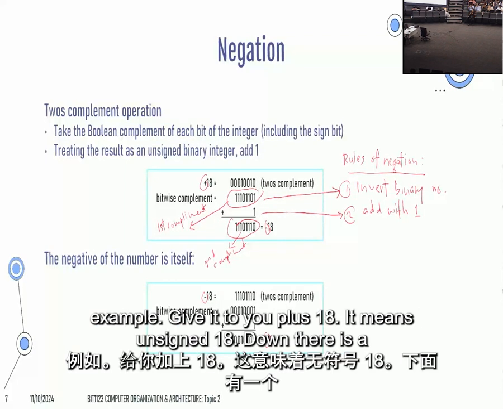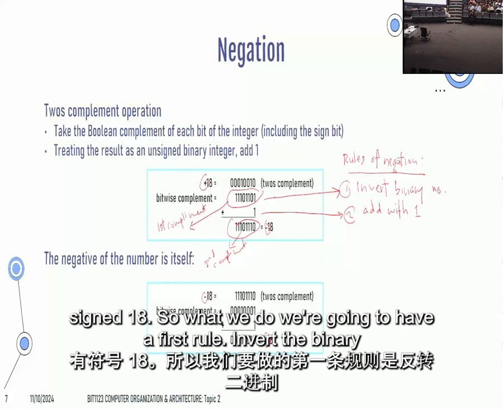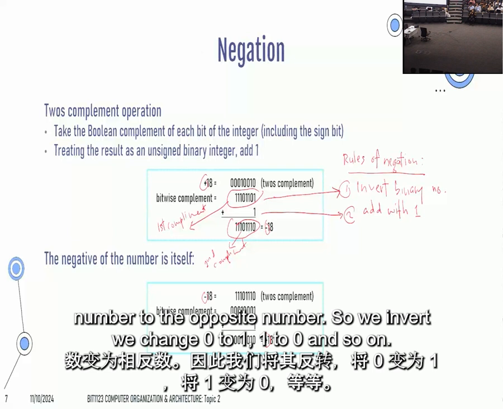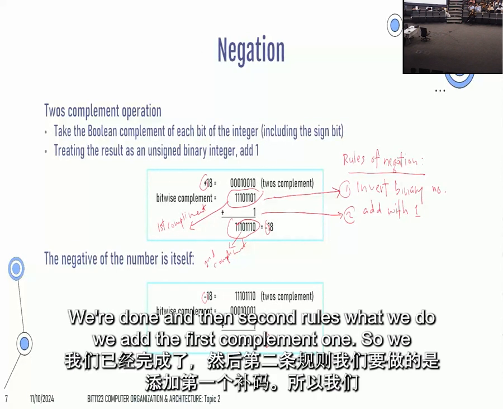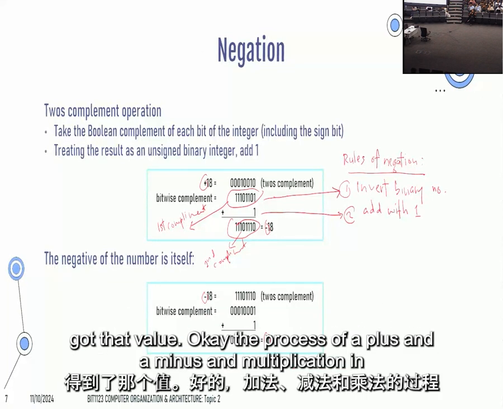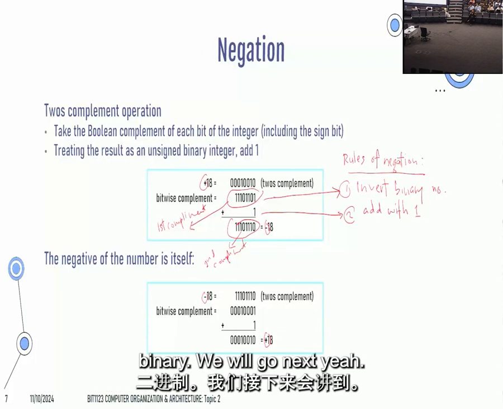I give it to you, plus 18. It means unsigned 18. Down there is a signed 18. So what we do, we have a first rule: invert the binary number to the opposite number. So we change 0 to 1, 1 to 0, and so on. We're done. And then the second rule, what we do, we add 1 to the first complement. So we got that value. Okay, the process of addition, subtraction and multiplication in binary, we will go through next, yeah?